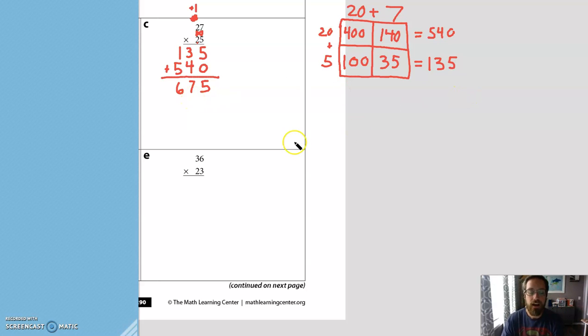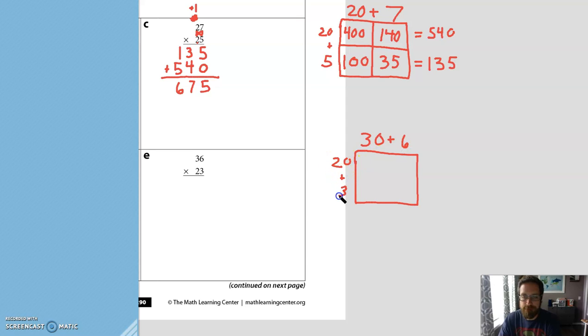Okay? All right, now let's do 36 times 23. Again, if you want to pause the video here, try and solve it on your own, and then come back and see if what you got matches the answer that I came up with. So I'm going to start with the area model, and I'm going to do 30 plus 6, and I'm going to do 20 plus 3, okay?